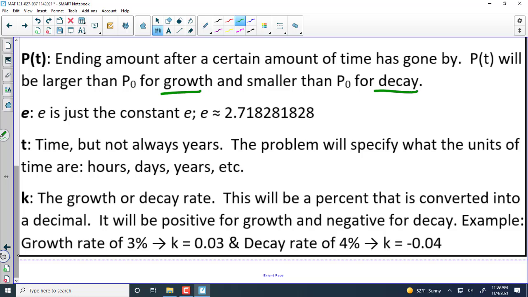So we still have to convert to a decimal. 3% would still be 0.03, but that's if it says growth. If it says decay, then we still make the decimal, we just make it negative. And this is what we're doing today, everyone, for the rest of the day, so we get plenty of time to practice this. We will get used to this, and it'll be fine.